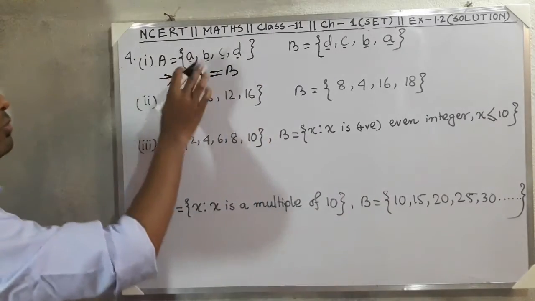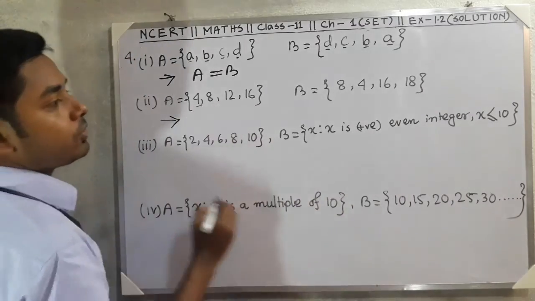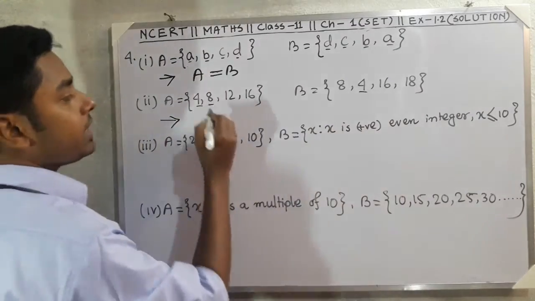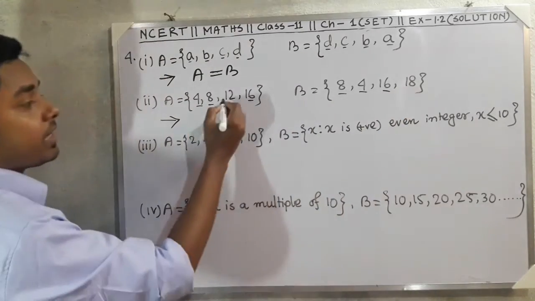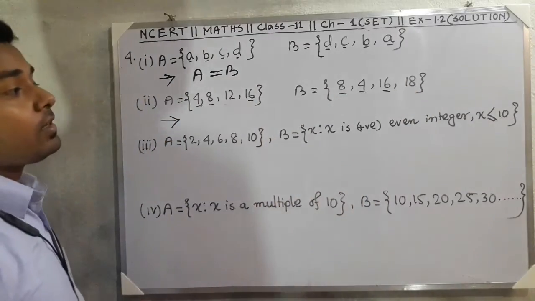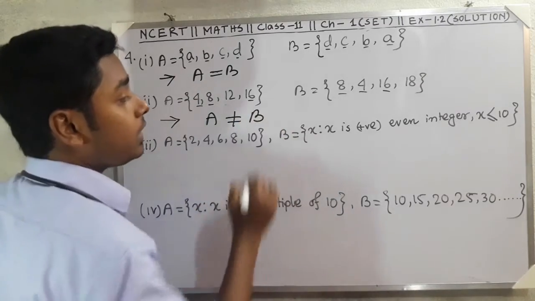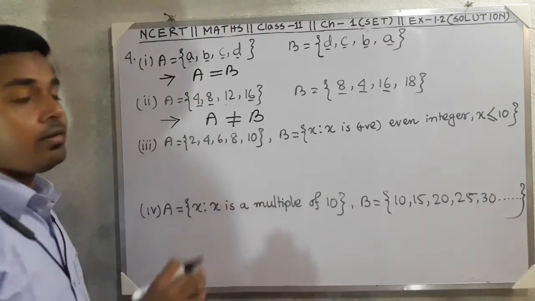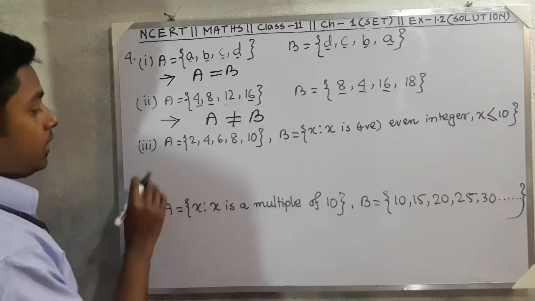Okay, question number 1 completed. Now 2, same thing we have to do here. 4, 8, 16, but here is 12 and here is 18. Both are different. Both are different means what? A is not equal to B. That means A and B are not equal sets.